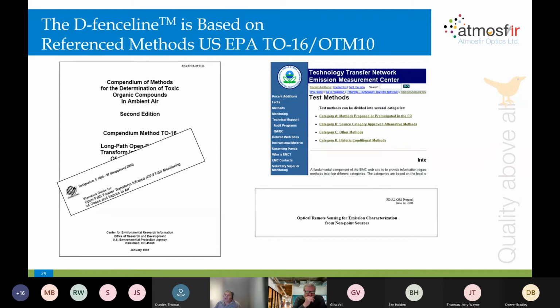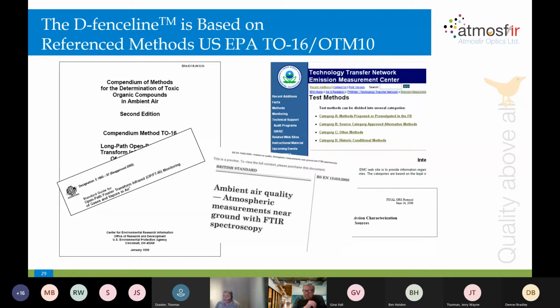If you don't like the US EPA method, you've got an ASTM method and a European method that say the same. About plume characterization, source location, and flux estimation, there's another US EPA method called OTM10. With that, we do the source location and the flux measurement.